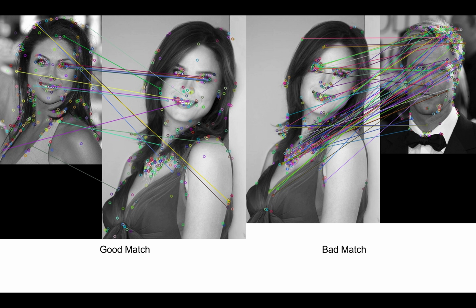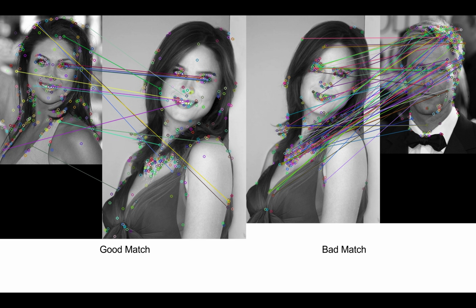An example here is if you look at the image pair on the right, which is a bad match, you'd notice that a lot of eye features, hair features, nose features got matched to the person on the right, and the homography yielded a very high inlier count for this image, even though the two people are different.